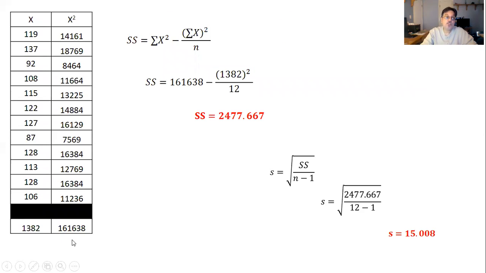Sum of the x squared column, 161,638. Those are the values that are now put into the formula. Sum of squares is equal to the sum of the x squared minus the sum of x, quantity squared, over n, which means 161,638 minus the quantity 1382 squared divided by 12 gives us a sum of squares of 2477.667. Take that, plug it into our standard deviation formula. Square root of 2477.667 divided by 12 minus 1, square root, gives us a standard deviation of 15.008.